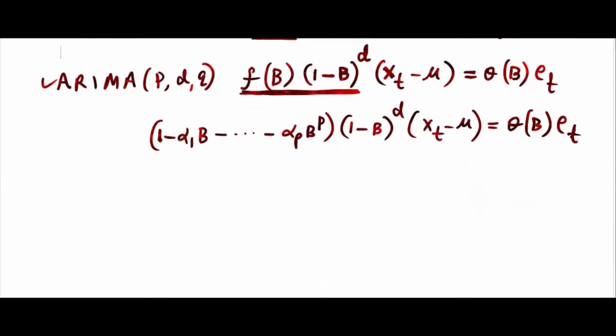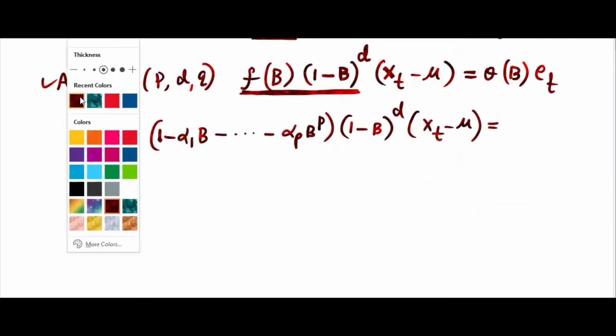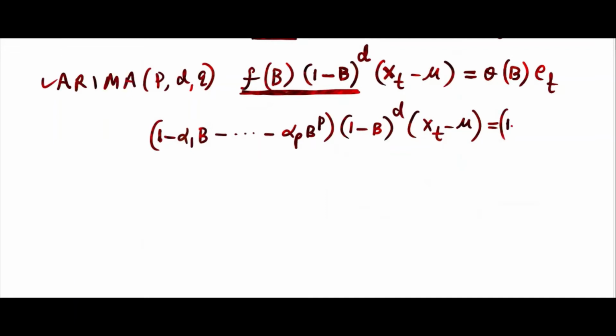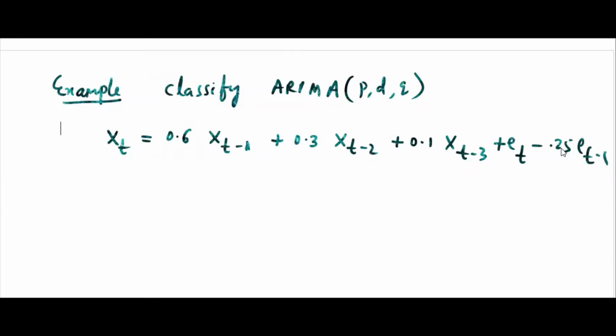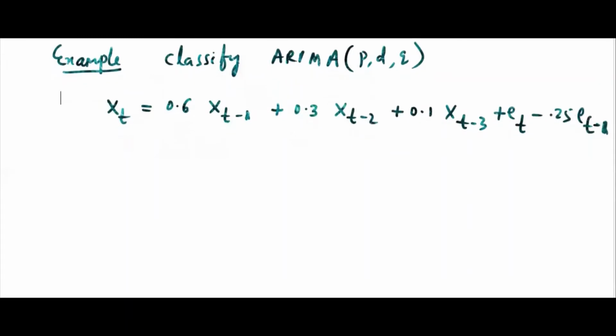Okay, theta b also, if you want, I can write the polynomial here. If you remember, we write beta 1 b up to beta q b q. If you remember, et, this way. This is the complete ARIMA pdq, okay. This is the question, okay. Now we have two methods. We'll find the solution using two methods.